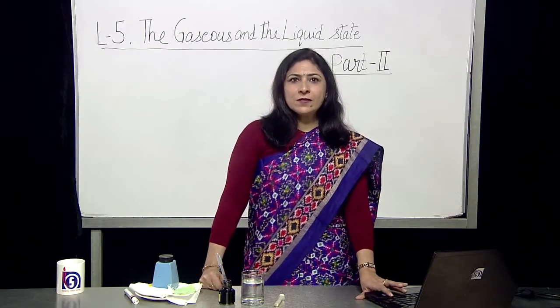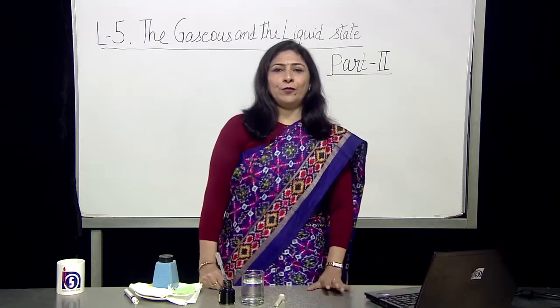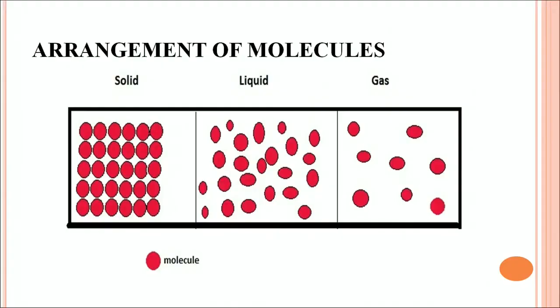Now, let us first discuss about the arrangement of molecules. You can see here how the molecules are arranged in solid, liquid and gases. The molecules are very close to each other in solid. When it is like that, we can say the shape and the volume is fixed in solid, and they are all based on the intermolecular force of attraction. The intermolecular force of attraction is maximum in solid, less in liquid, and in gases it is least.